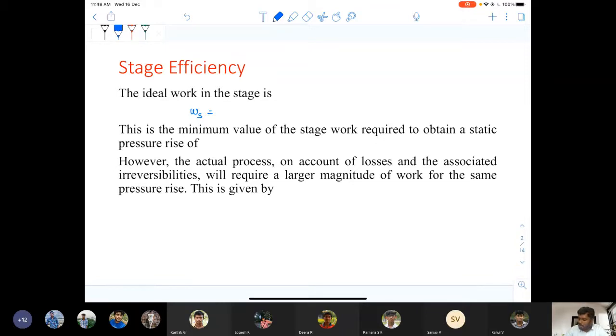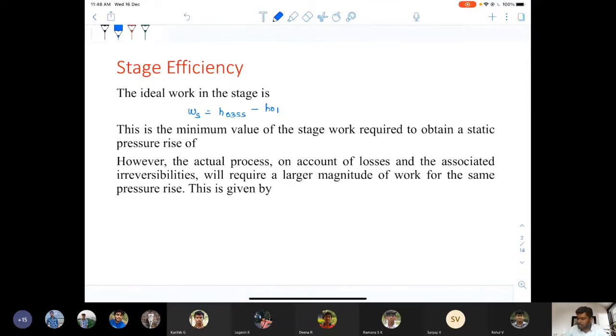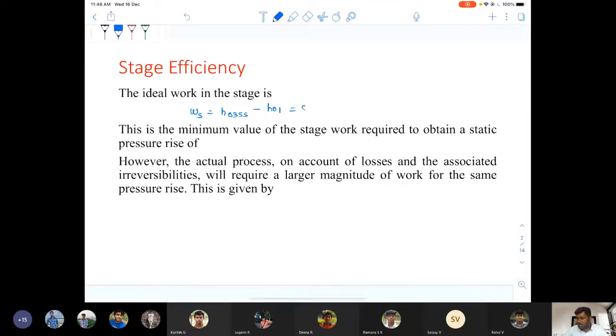Therefore, we will be getting H0 3ss minus H0 1. This is the enthalpy at the initial state, and this is the enthalpy at the final state, that is, the outlet of the diffuser, where ss denotes the isentropic process. And we know that the difference in enthalpy is equal to Cp times the temperature difference, and this equation will take the form Cp times (T0 3ss minus T0 1).